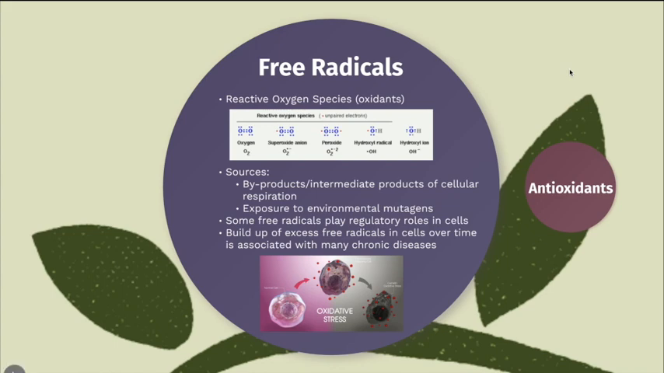Free radicals are oxidants. They can remove electrons from compounds like proteins, lipids, and DNA in a cell. Some examples of these reactive oxygen species are shown in the upper graphic. These molecules are byproducts or intermediaries in the process of cellular respiration and build up over time in virtually every cell in our bodies. They are also formed by exposure to environmental mutagens such as UV light or cigarette smoke.